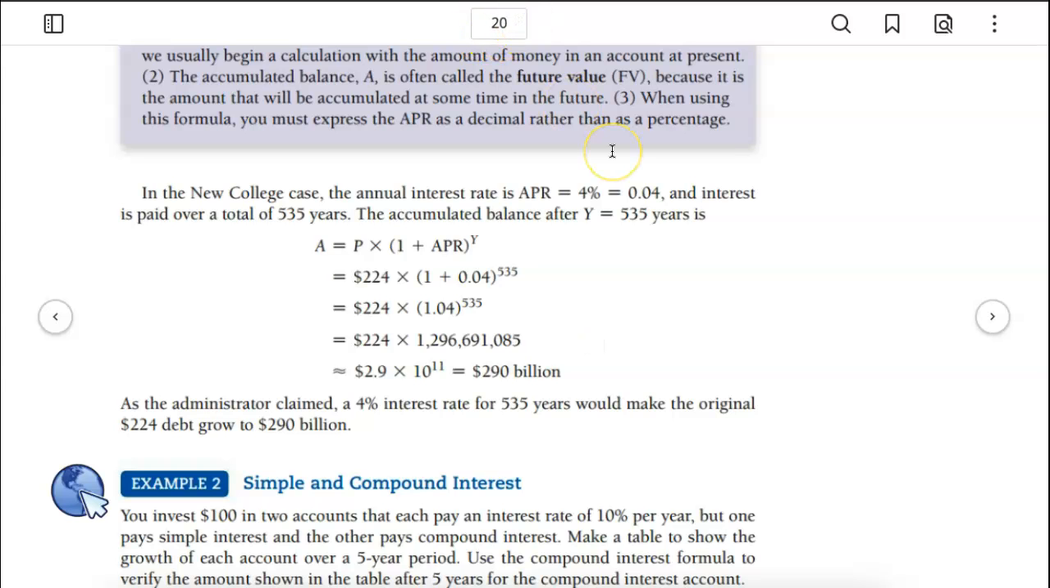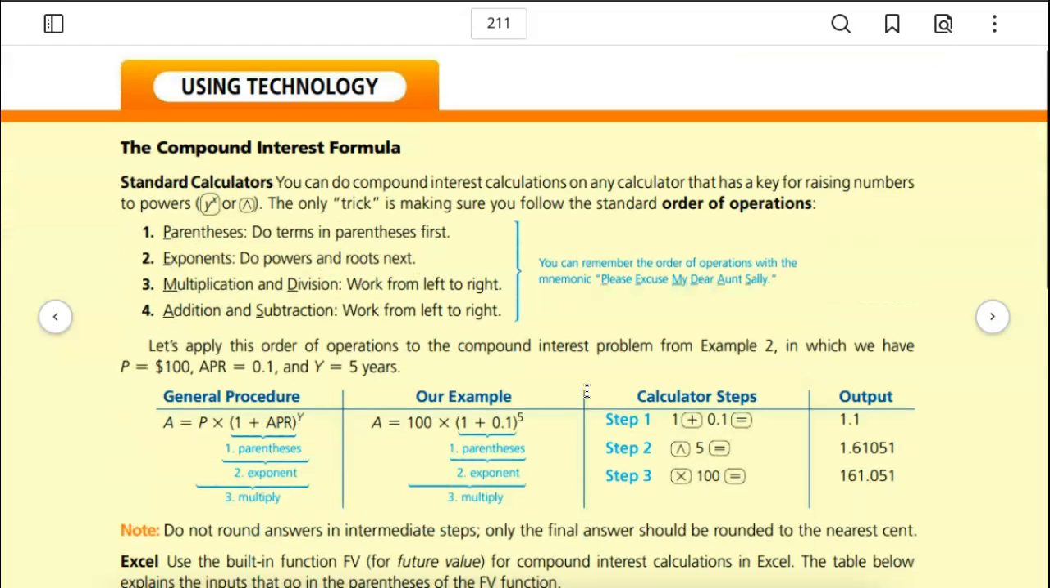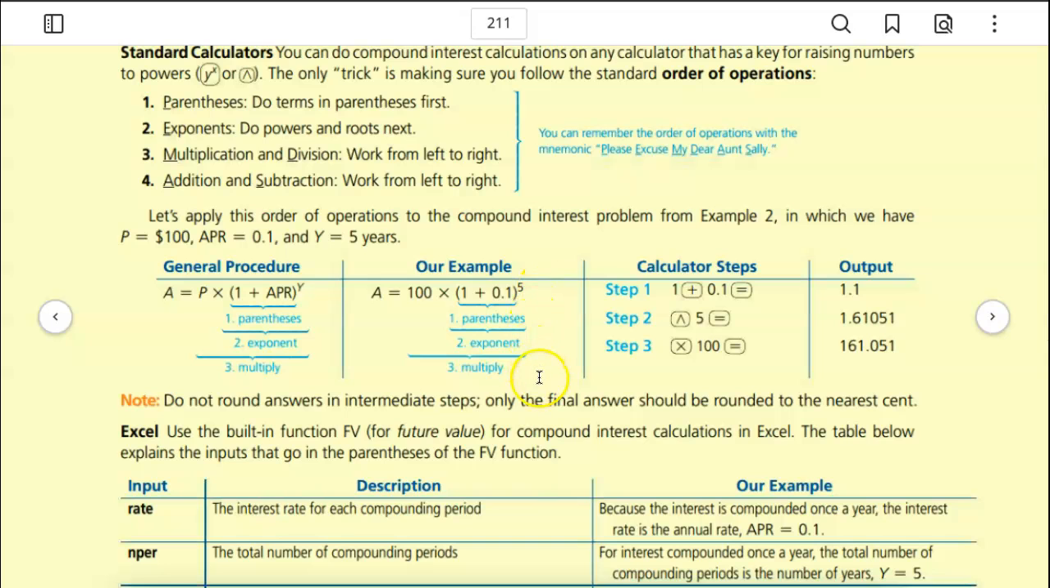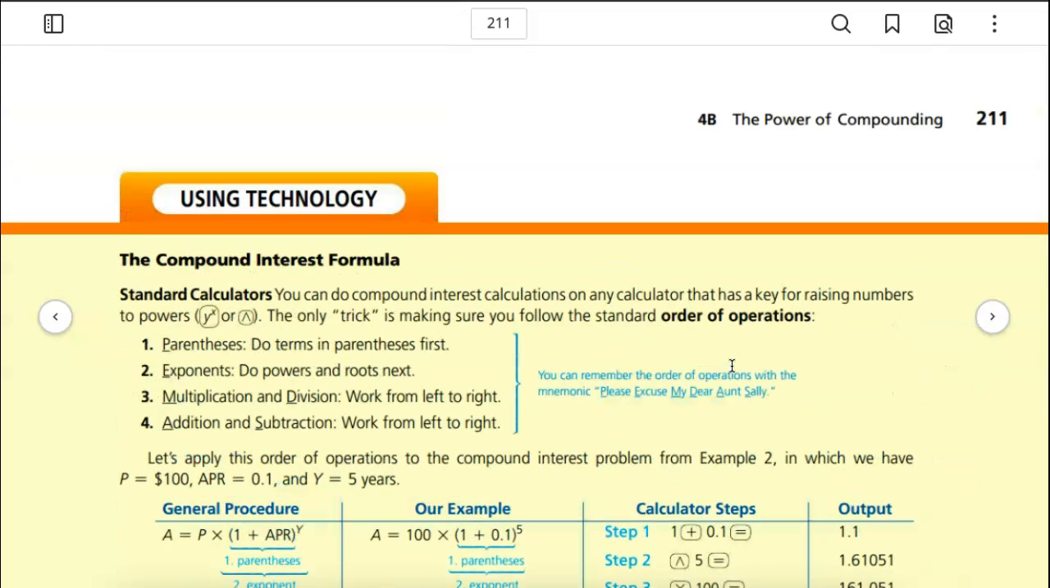Skipping ahead to page 211, this is a good page about some technology, how you can use technology to help you with these kind of massive formulas. So it gives a step-by-step guide here of what to press when in order to get the correct output. And again, this is really if you don't want to have to write out a lot of work by hand on paper. Either way, you're following the order of operations, and that's a key note right here.